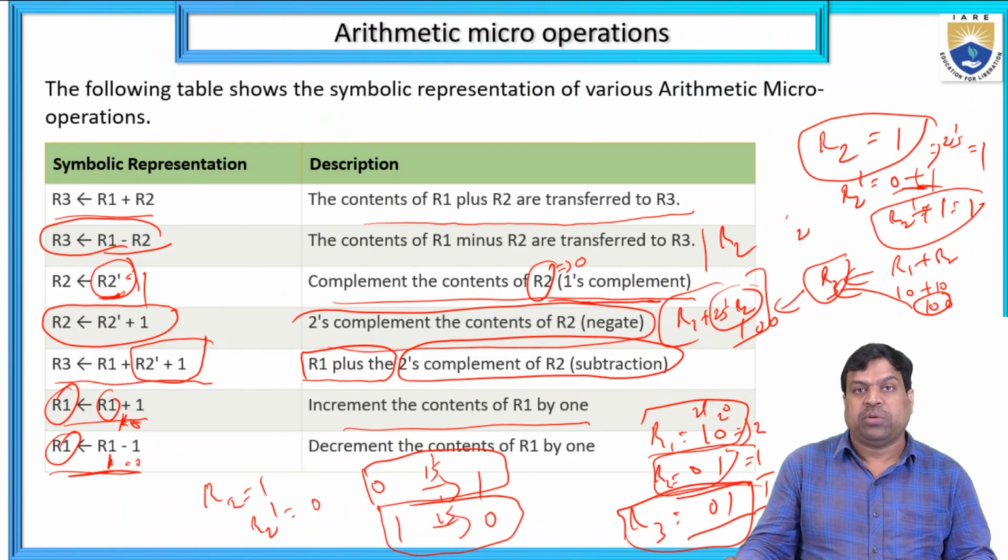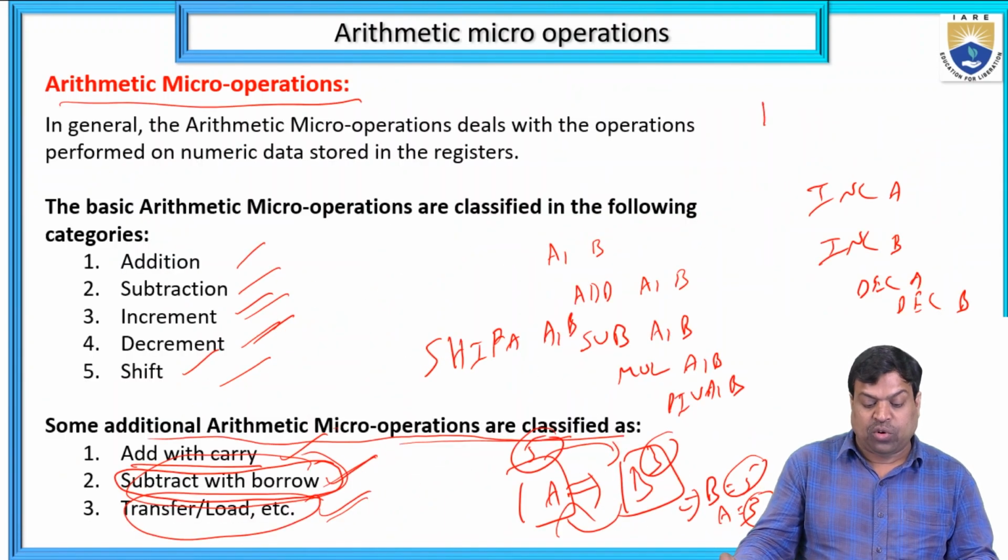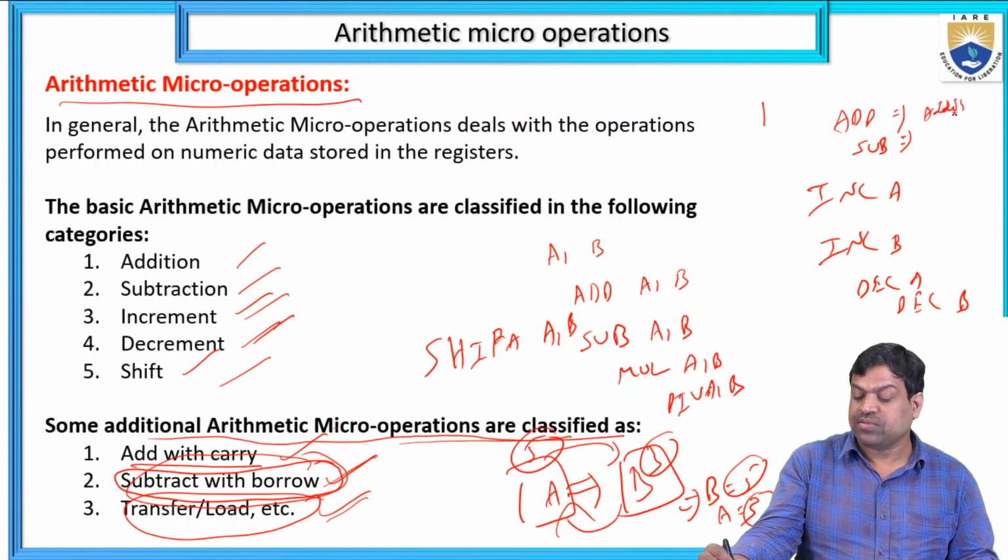So here R plus R2. But before going to this, we already know that add means addition. What is add sub? Add means addition. Sub means subtraction.